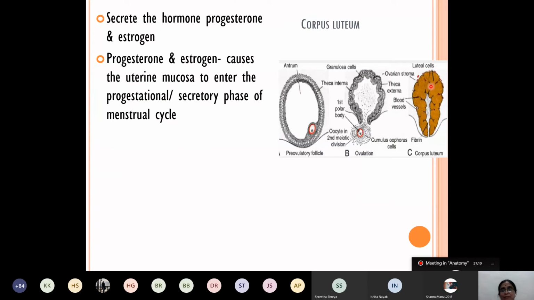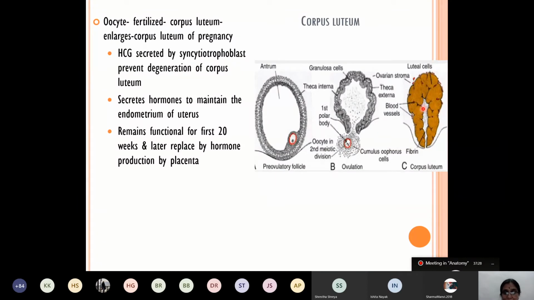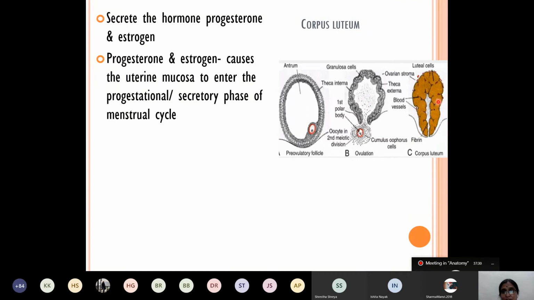Now what happens if the primary oocyte, this mature oocyte covered by cumulus oophorus, undergoes fertilization? Then this corpus luteum will persist. And in that case, the corpus luteum is known as corpus luteum of pregnancy. And if fertilization does not take place, this corpus luteum degenerates, and in that case it forms the white scar, and the corpus luteum at that time is known as corpus albicans.